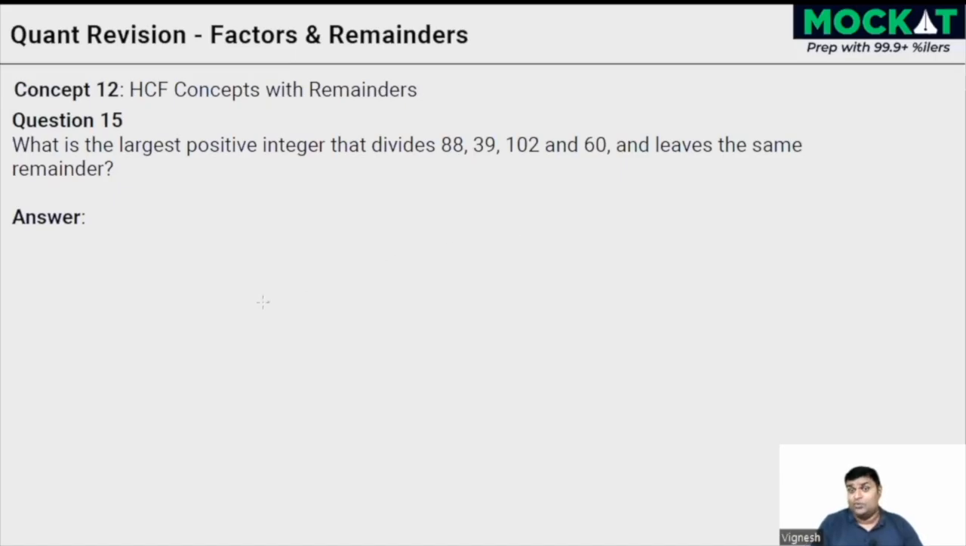Moving to the next example of the same concept, let's see with remainders. One where we don't know the remainder, but it's all the same. So, what is the largest positive integer that divides 88, 39, 102, and 60 and leaves the same remainder, right? So, let me reorganize and write it down as 39, 60, 88, and 102, right? Now, we're going to use the concept we did earlier, right?